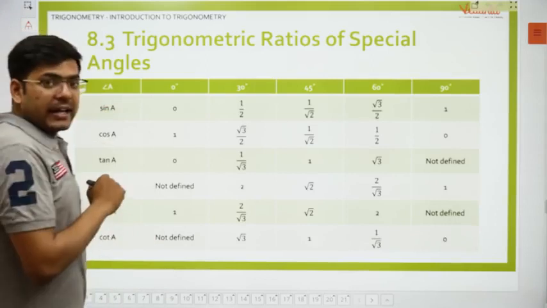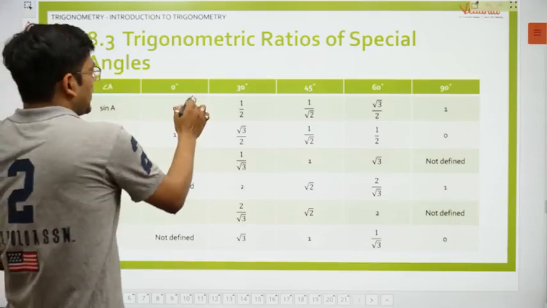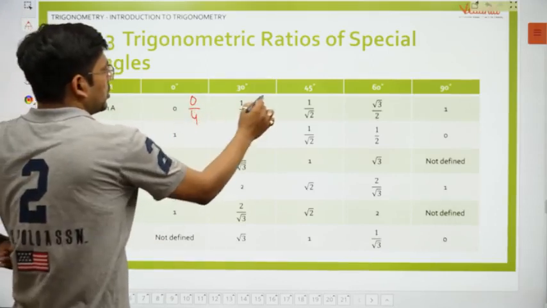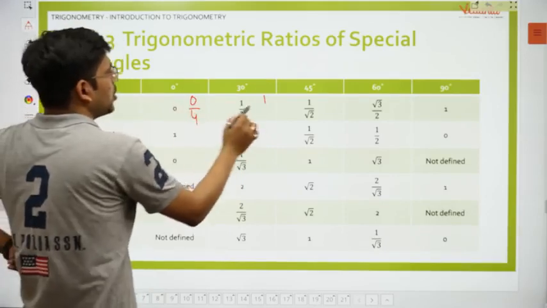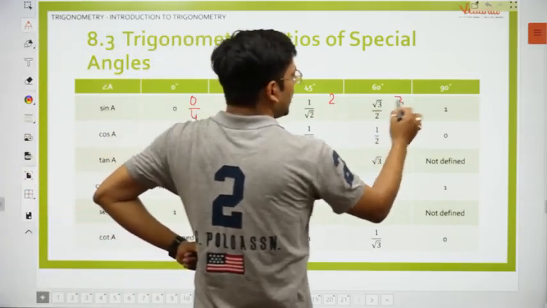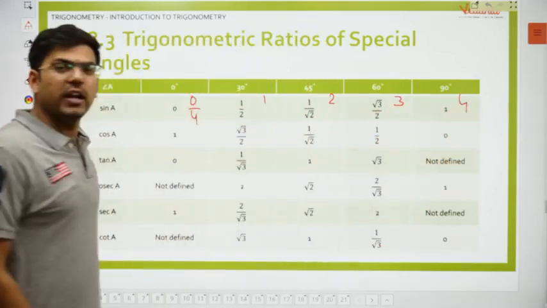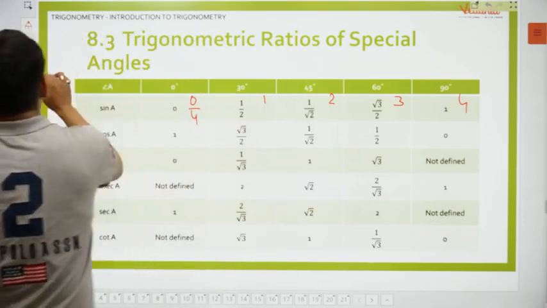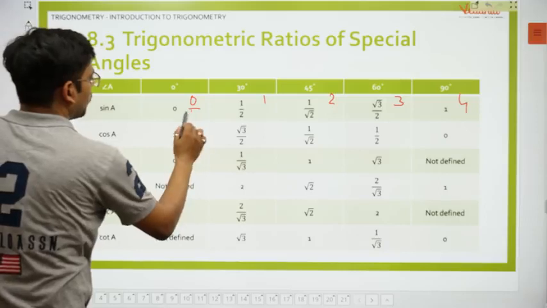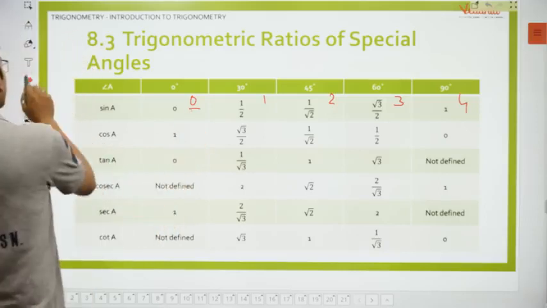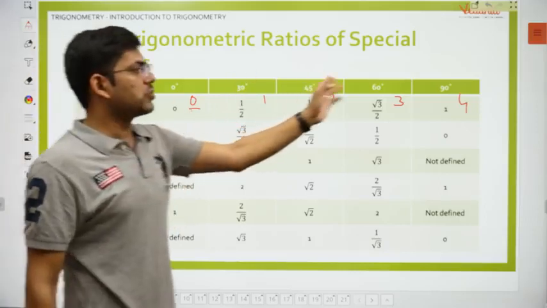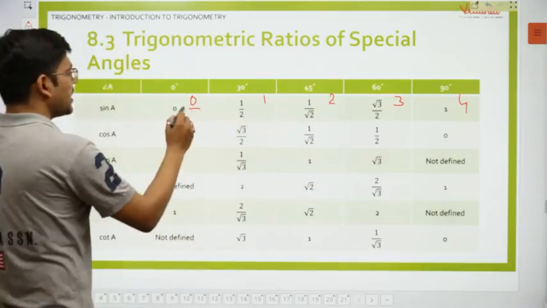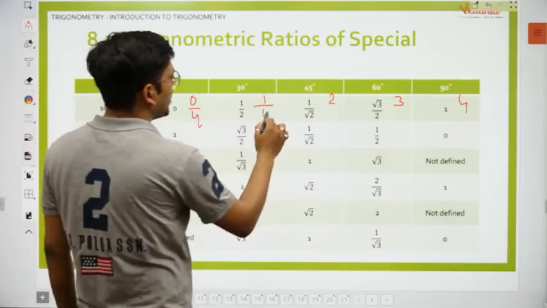For getting the sine values, what we do is we write 0 upon 4. First of all, we write 0, 1, 2, 3 and 4. Got it very clearly? We write 0, 1, 2, 3, 4. Then divide every number by 4.